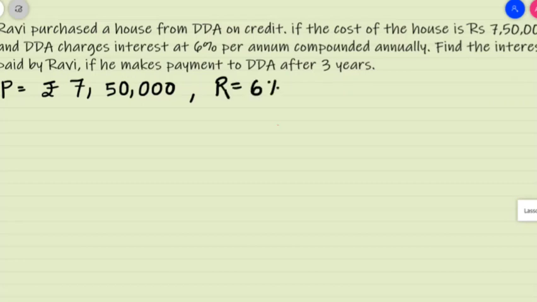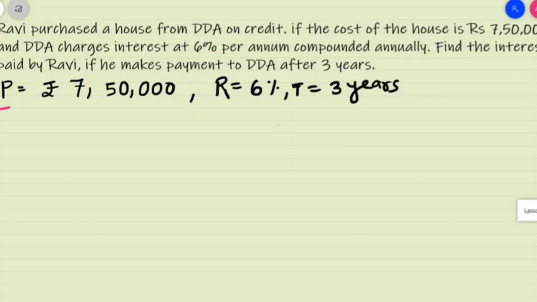And Ravi is giving back the amount after 3 years. So time here is 3 years. He is giving the payment after 3 years. So here the interest will be charged for 3 years. Now let us see here what is given. DDA has given credit on compound interest. It is compounded annually. So that means you have to find interest every year.